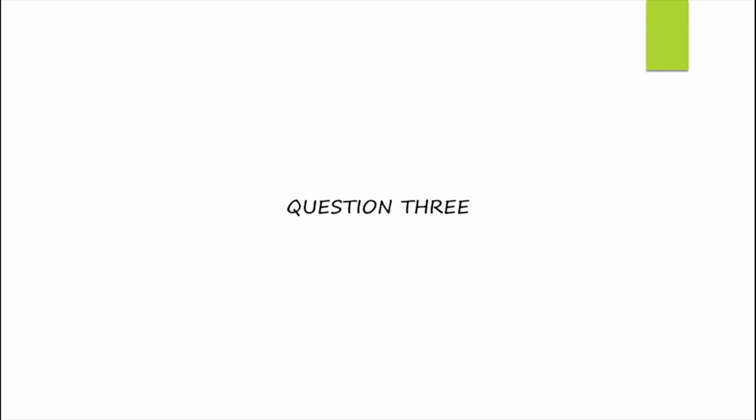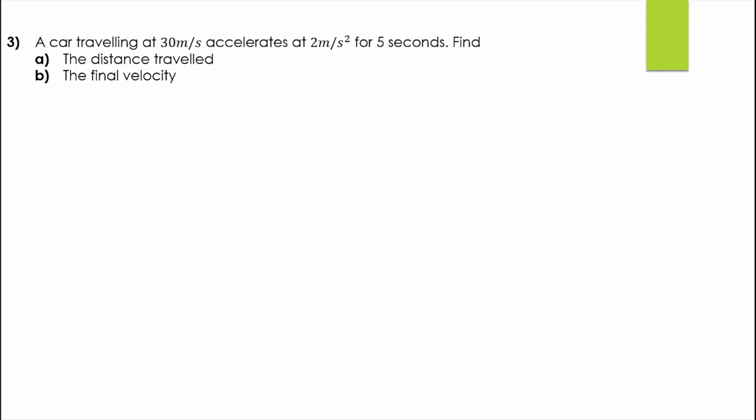Now let's look at example 3. In example 3, we are told a car is traveling at 30 meters per second and accelerates at 2 meters per second squared for 5 seconds. Now we're asked to find the distance traveled and the final velocity.